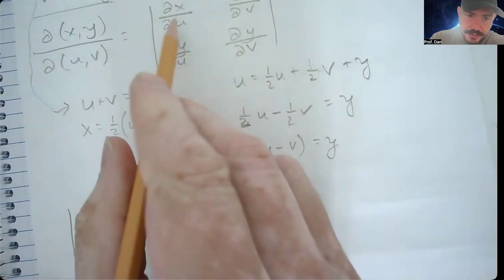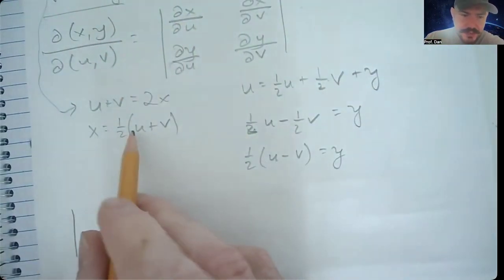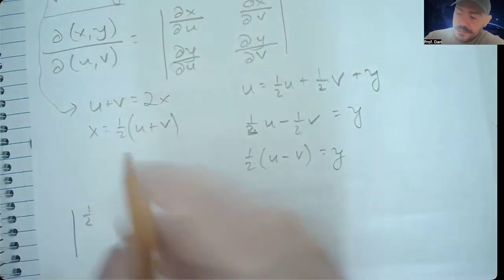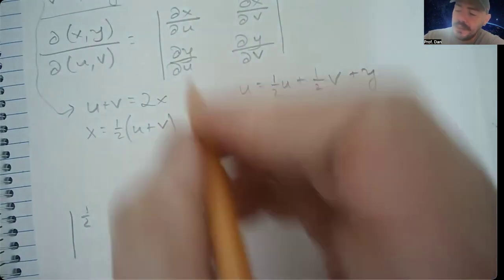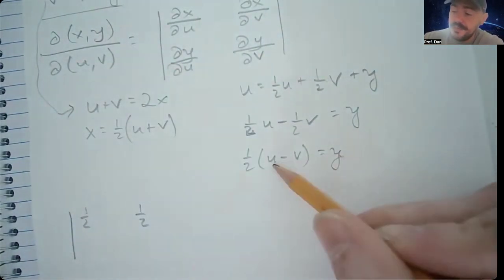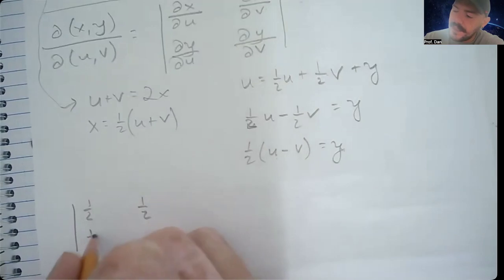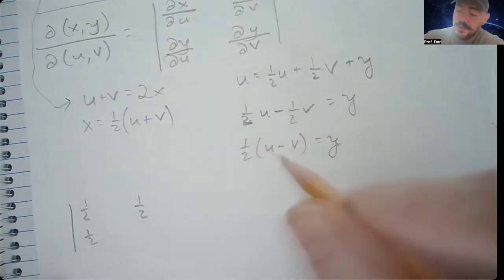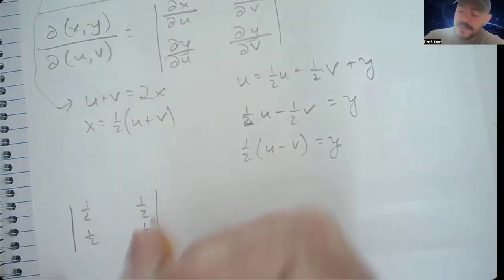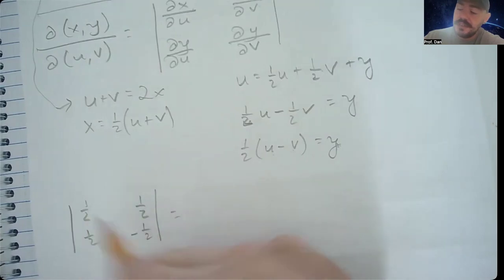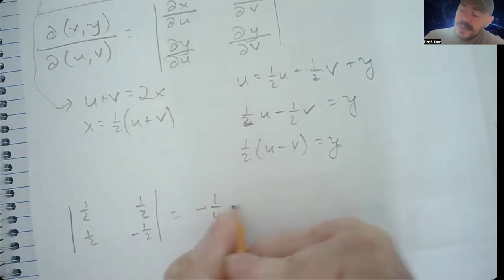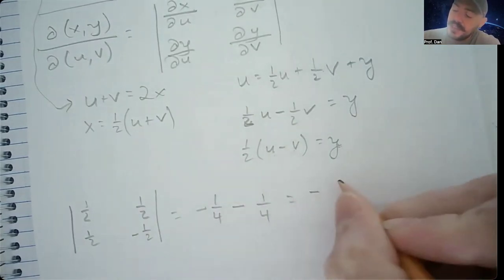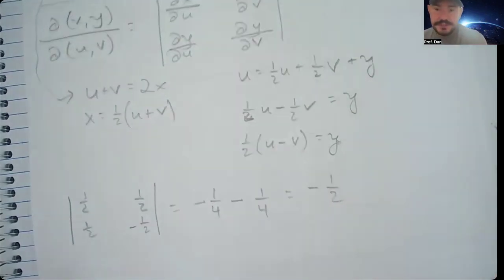So I know that the partial of x with respect to u is going to be 1/2. The partial of x with respect to v will also be 1/2. The partial of y with respect to u will be 1/2, and the partial of y with respect to v will be negative 1/2. Now, if I calculate this determinant, I get negative 1/4 minus 1/2 times 1/2, which is 1/4. Add them together, and you get negative 1/2 as your Jacobian.